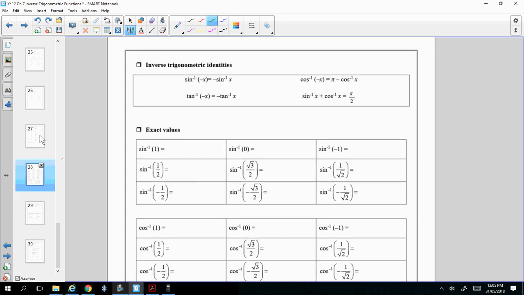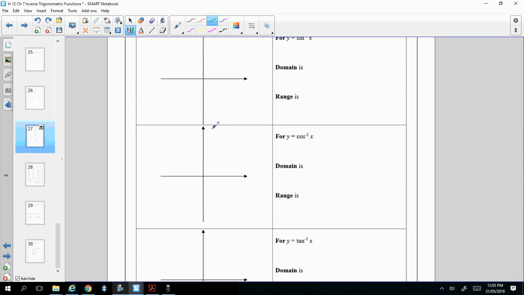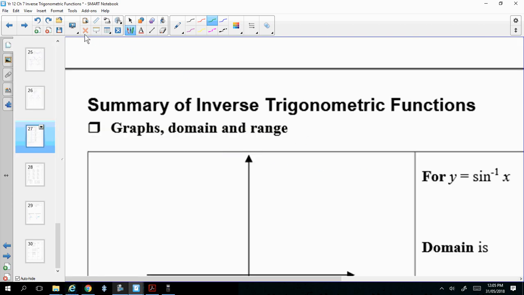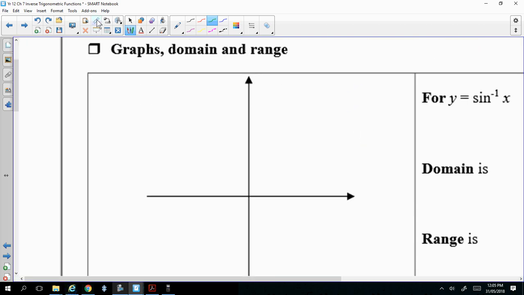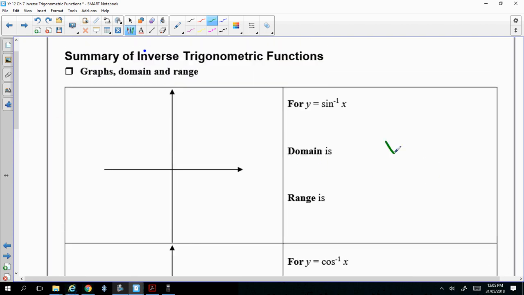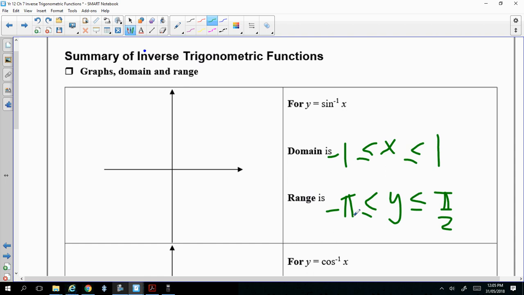Okay, so now we're going to do a summary of all the graphs, starting with the sine inverse. So we can draw the sine inverse graph. The domain is between 1 and -1. Range is between π/2 and −π/2. So you get 1 here, -1, π/2, -π/2. Notice that the range is a bit higher, 50% longer than the domain, because π/2 is about 1.5.